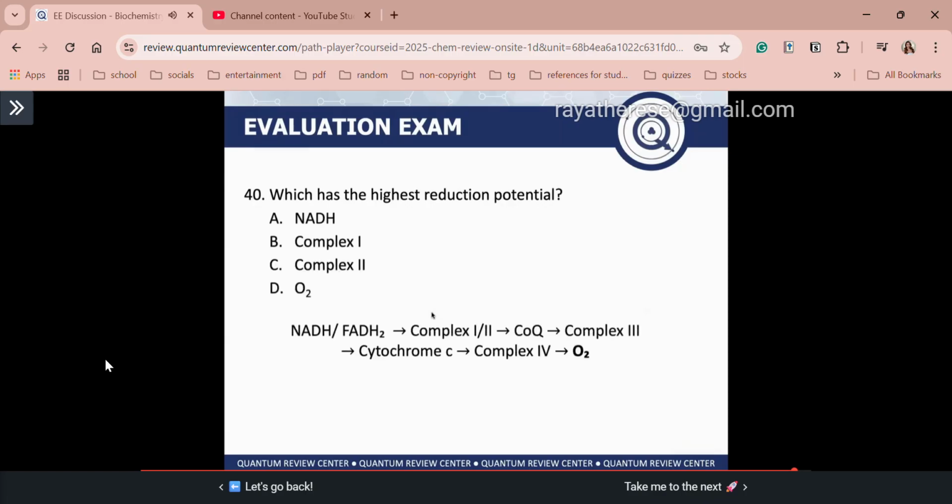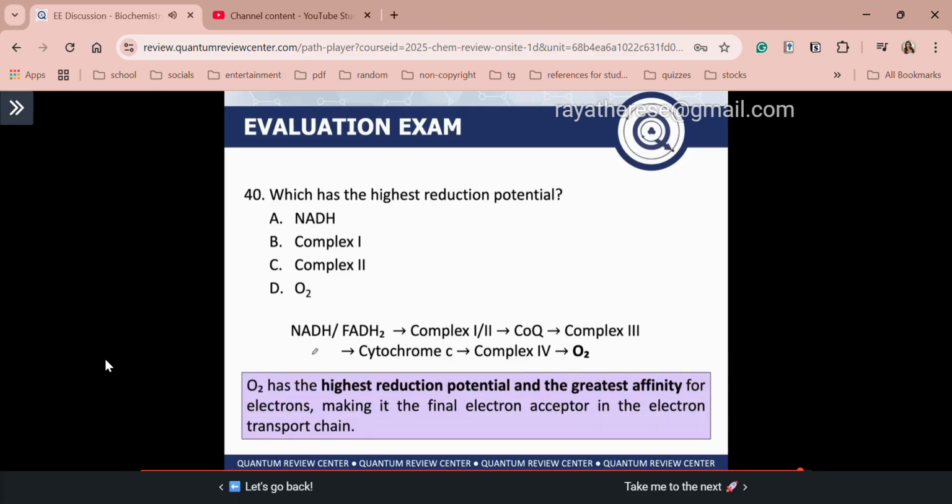Class, I emphasize this, di ba? This is the electron flow in our electron transport chain. Coming from your NADH or your FADH2, it will be transferred to your complex 1 or complex 2, and then a series of electron transfers will occur here, di ba? So of course, class, as I have said, the affinity for electrons is also increasing as they transfer the electron. That's why spontaneous po ang ating electron transfer. Sir, meaning, si oxygen po ang merong high tendency to receive electron? Yes, that's why it is also synonymous to your highest reduction potential. Okay? So class, again, si oxygen has the highest reduction potential, and it also has the greatest affinity for your electron. So making it the final electron acceptor in our ETC.